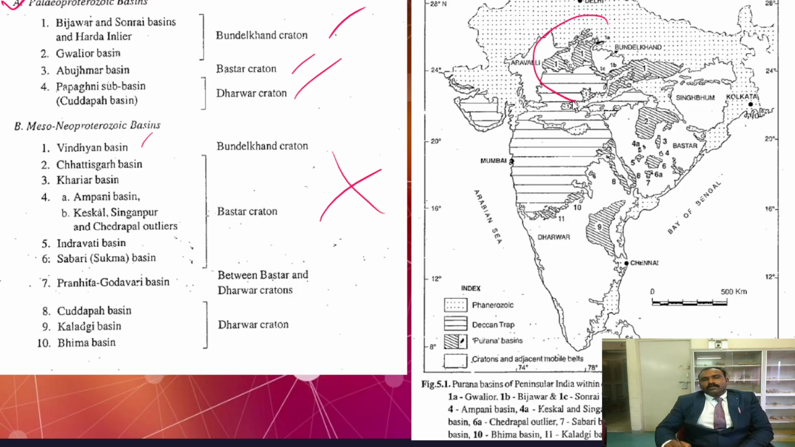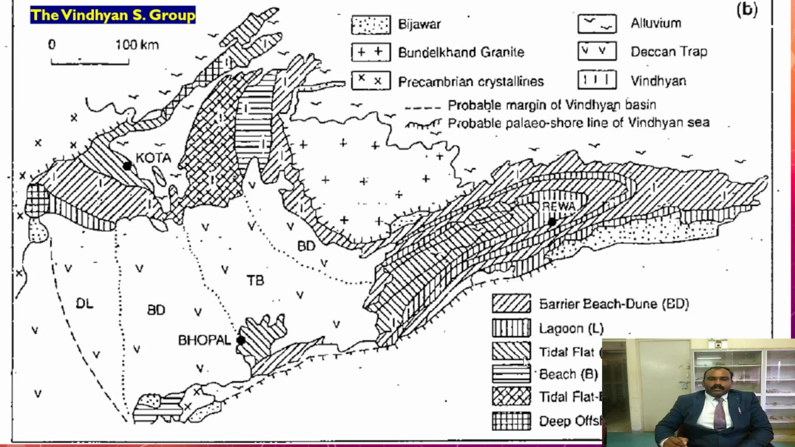We are going to discuss the Vindhyan supergroup. In these supergroups, we may have different kinds of formations, particularly the tidal formations, flat formations and other formations.